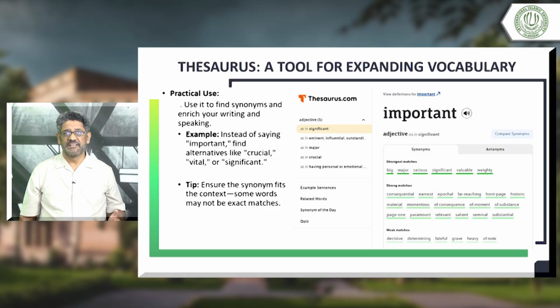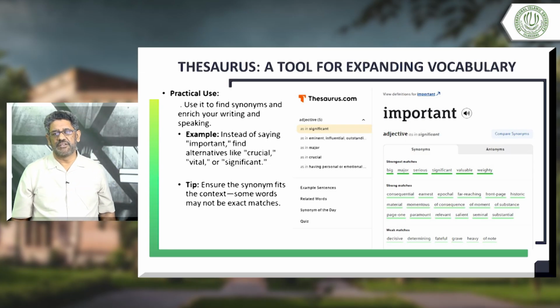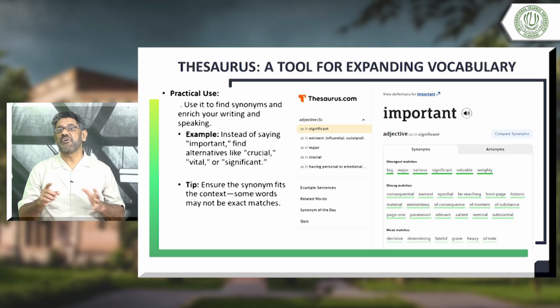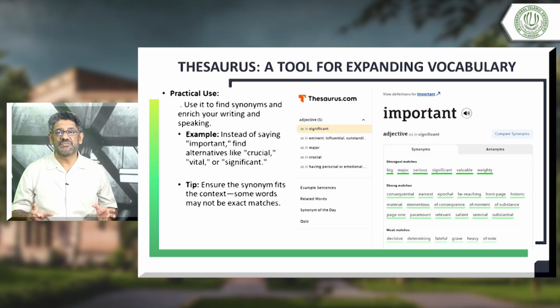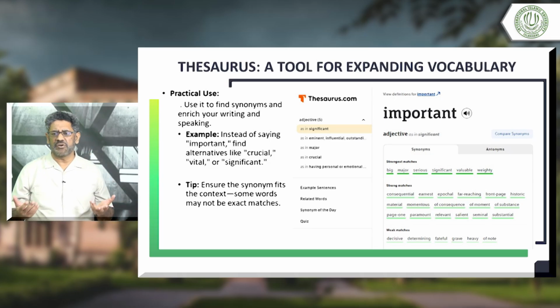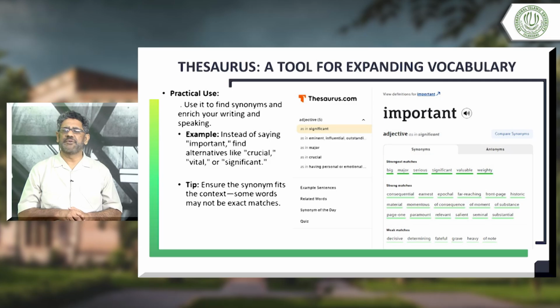Crucial, vital, significant. Now, ensure one important thing, students, which I have to tell you. Ensure that the synonym which you have chosen fits the context, the situation. Different words are used in different situations. You can go to thesaurus.com. You can find the word important. Strong matches are there. Other matches are there. You can easily find them. Thesaurus will help you a lot. Please remember this.